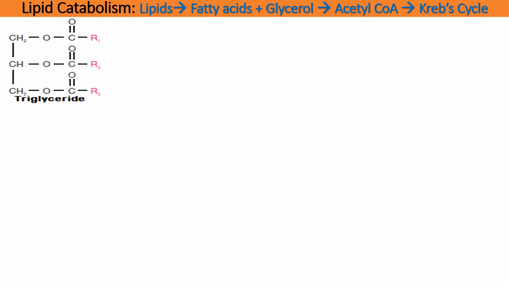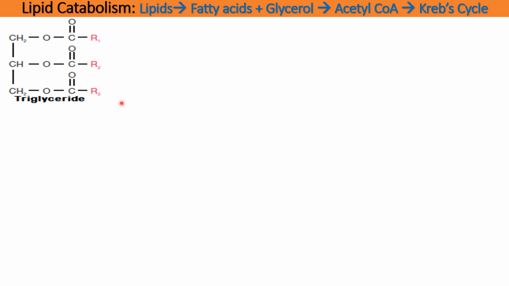Now, having discussed the 4 different pathways of carbohydrate catabolism, let us now look at the pathways of lipid catabolism. In lipid catabolism, lipids are first broken down into fatty acid and glycerol, which is converted to acetyl-CoA that can enter into the Krebs cycle. So in essence, let's take an example of a lipid, which is triglyceride.